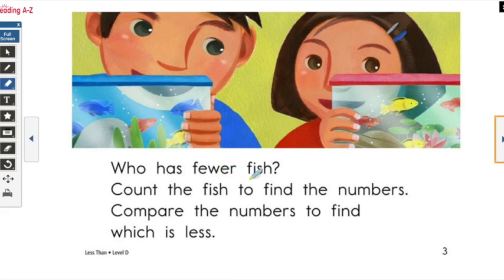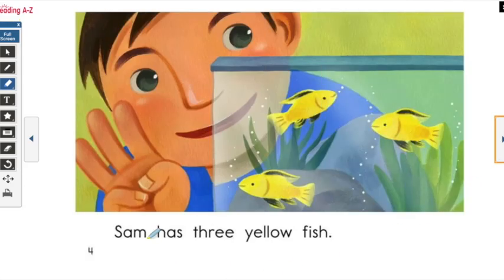Who has fewer fish? Count the fish to find the numbers. Compare the numbers to find which is less. Sam has 3 yellow fish. How many fish? 3 yellow fish. 1, 2, 3. 3 yellow fish.